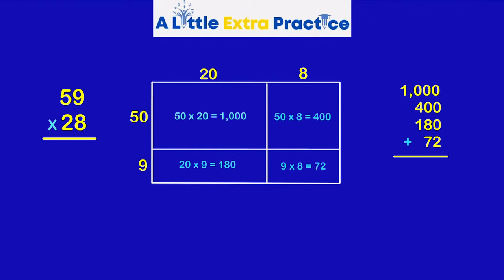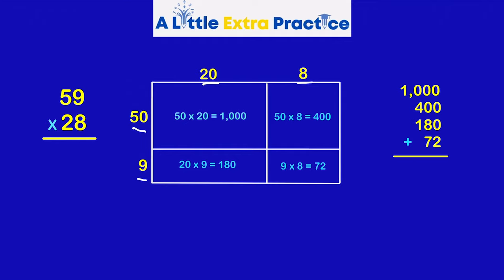I'm Dr. Thomas Little. Today we're going to work on the area model of multiplication. As you take a look at the screen, you can see we're doing 59 times 28. Right here, I wrote down 50 and 9, so I separated the 50 and the 9 by place value. On the top of the multiplication grid, I separated 20 and 8 for 28.